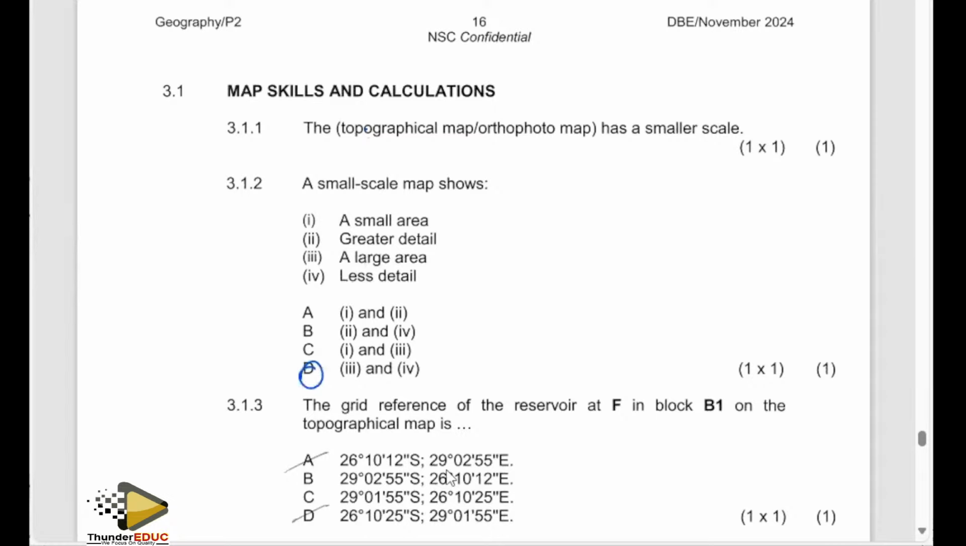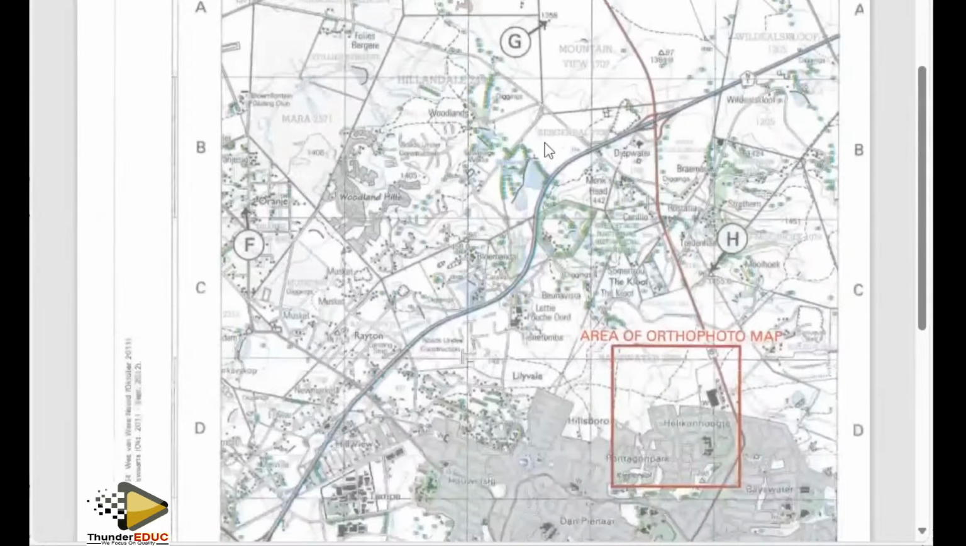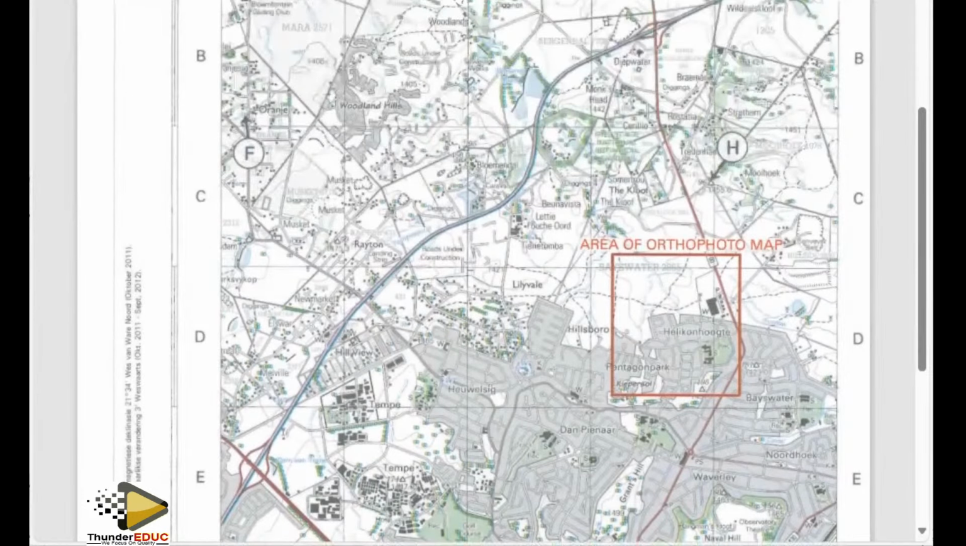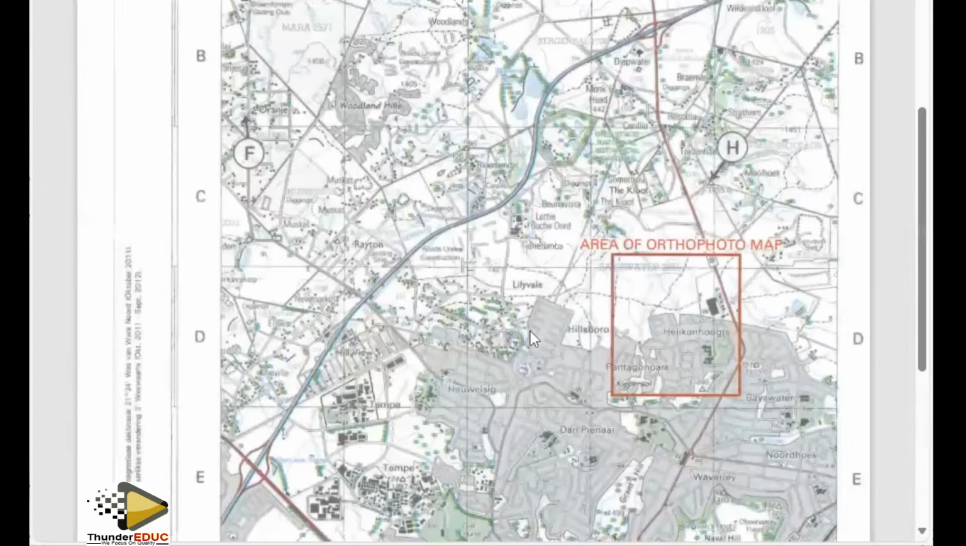Right. We move on to the next question. The grid reference of the reservoir at F in block B1 on the topographical map is what? Right. For this question here, you have to do the odd one out before you even waste your time, by checking on the coordinates, degree values and minute values, which are already provided on the map so that you don't waste time. Right. From the question, we want to deal with our reservoir at F in block B1. Let's go to block B1. Reservoir at F, we find that our F is there. That is where the reservoir is from this point here.